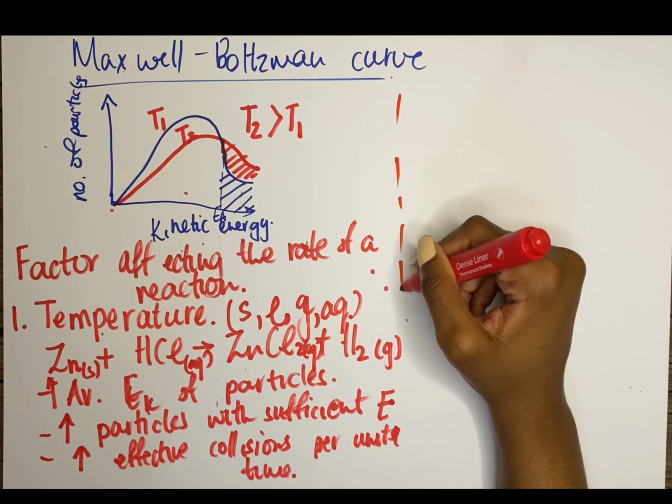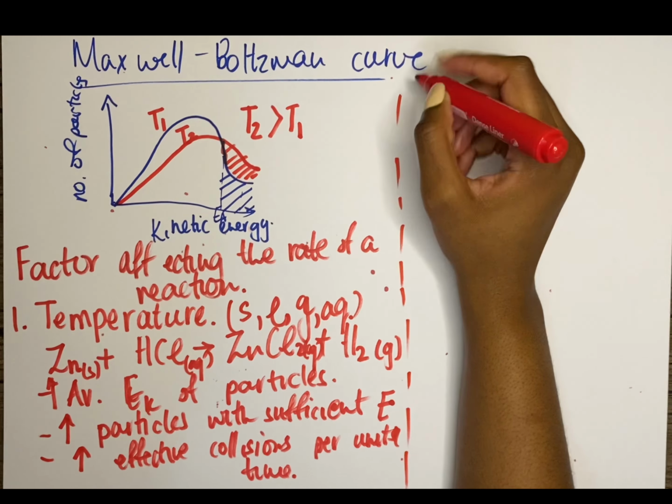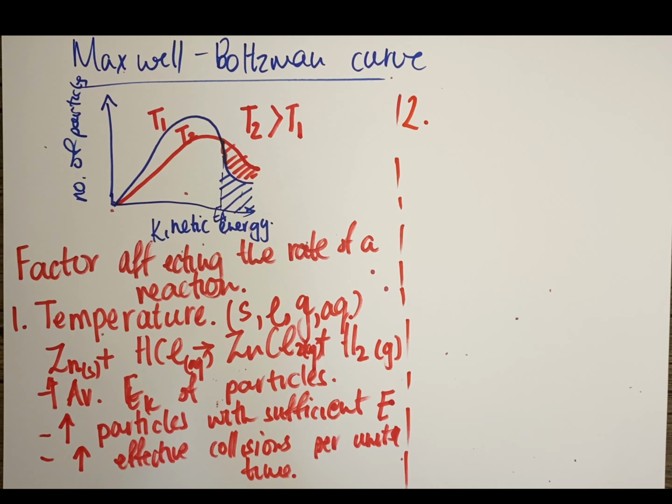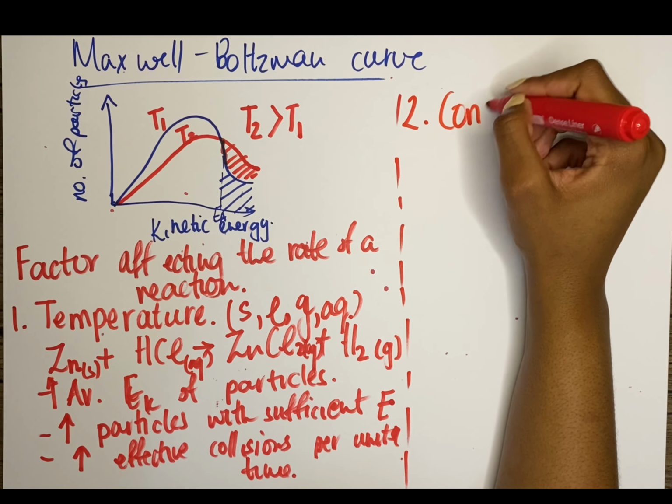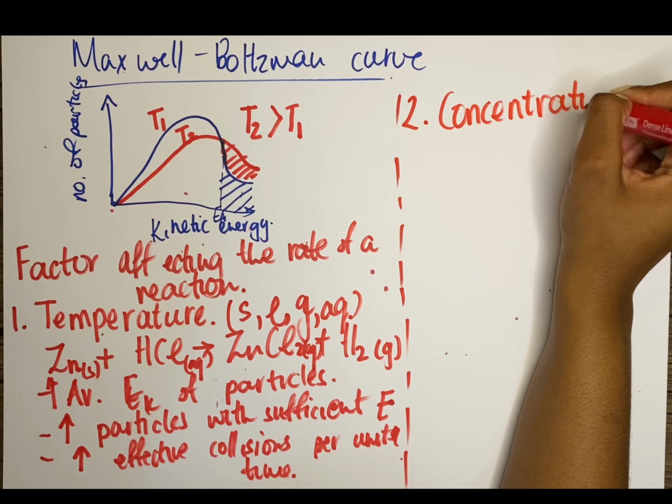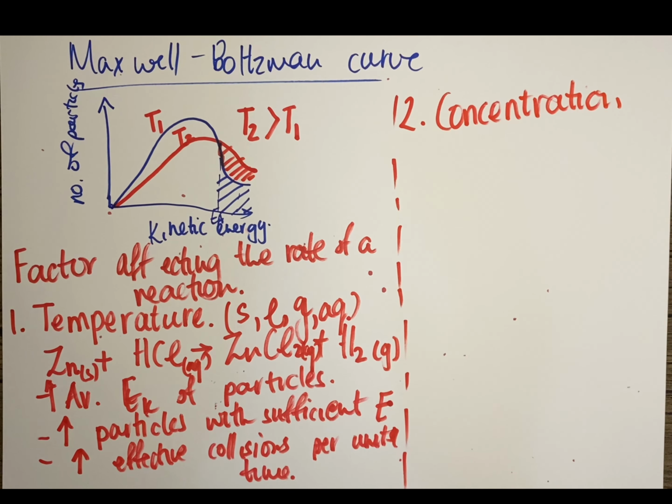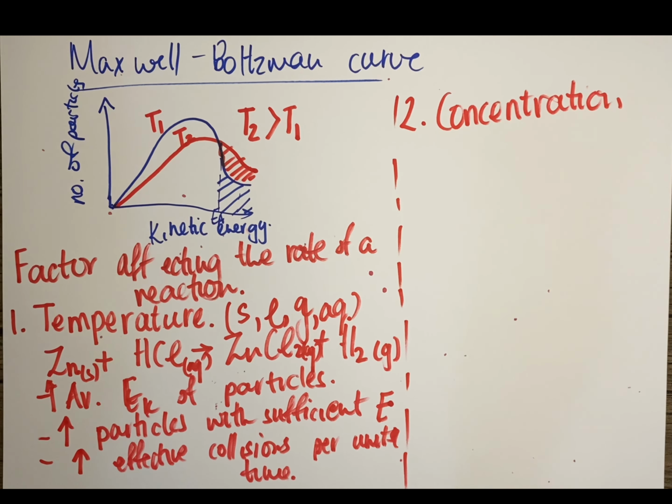Another factor that will affect the rate of the reaction would be concentration. Now, concentration can apply to a reactant that is an aqueous solution, right? Which means it's a certain solute dissolved in a certain solvent. So for instance, if you take salt and put it in water, then you have an aqueous solution. You don't have liquid, you have an aqueous solution.